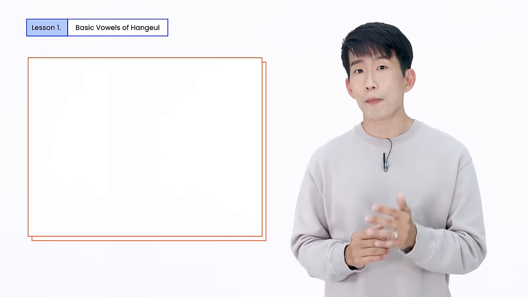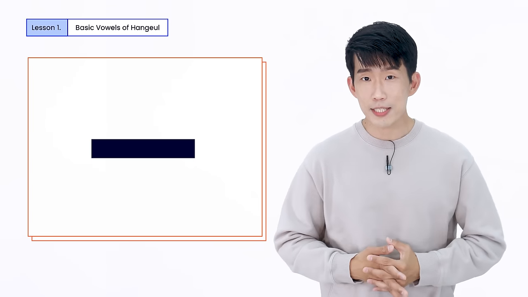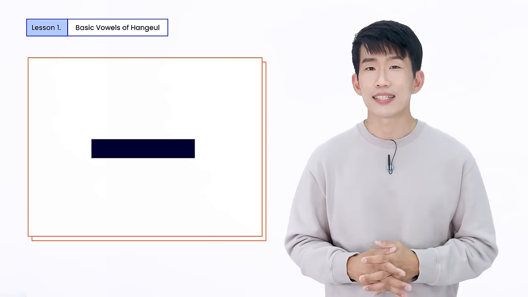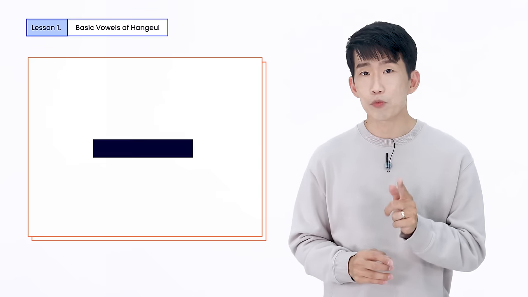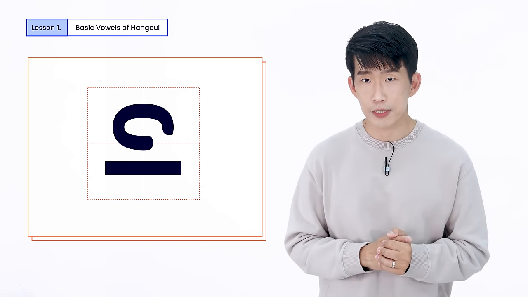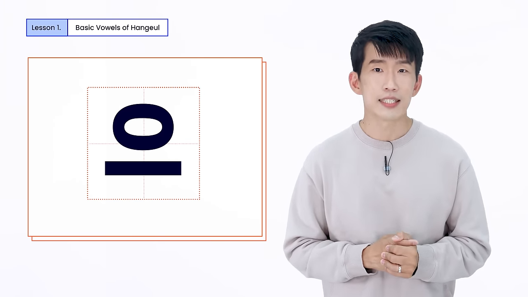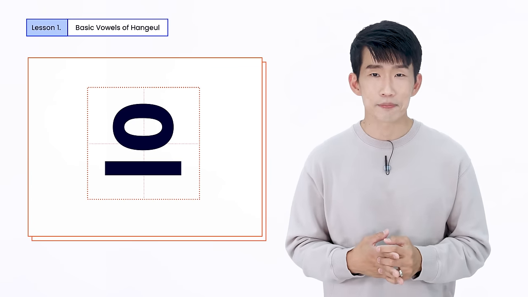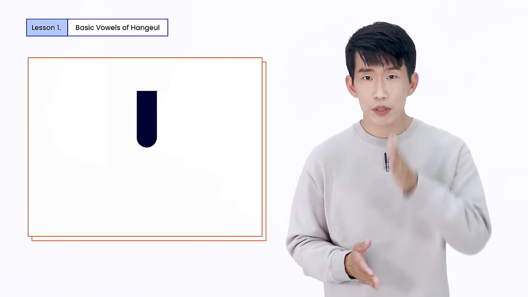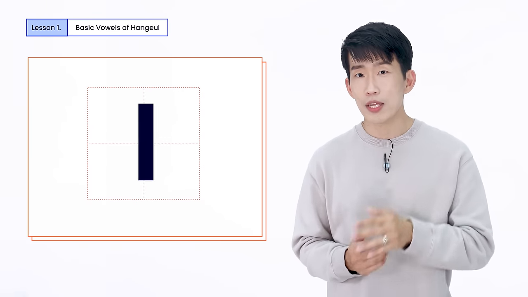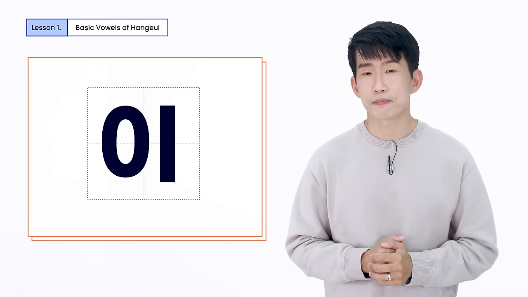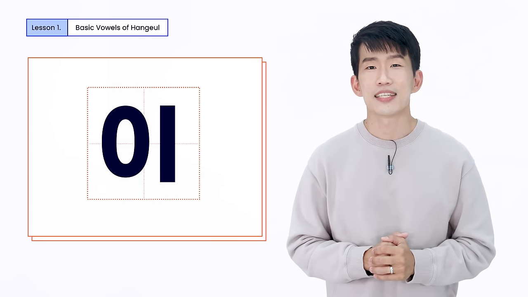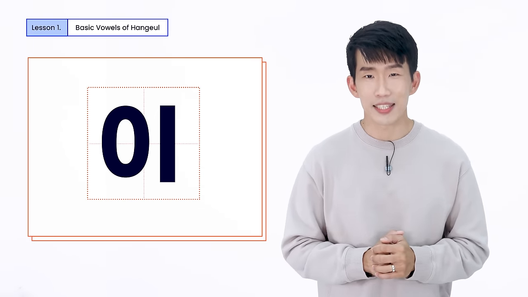So, do you remember what sound this vowel makes? Yes. Let's write it along with the placeholder consonant. Repeat after me. And remember this vowel, the vertically long line? Now try reading this one. Yes. Repeat after me. All right, you're doing a great job so far, and we are going to learn just four more vowels in this lesson and we'll be done.